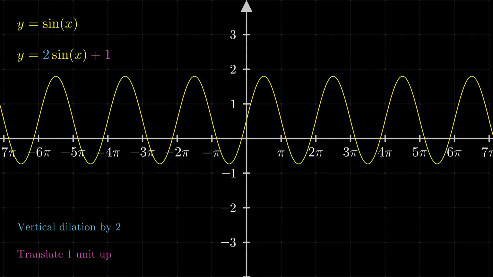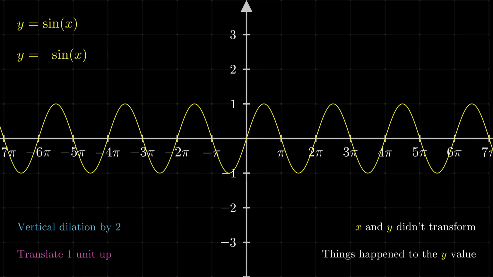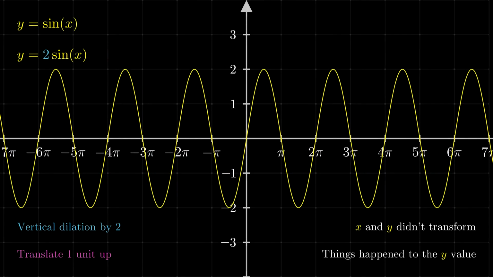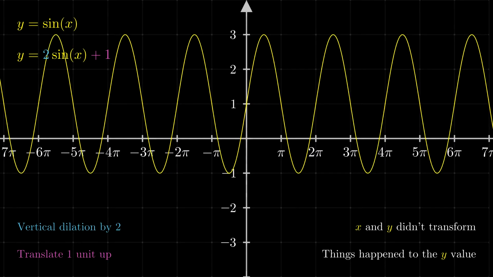Okay, so who's right? Well, the easiest way is to remember that the sine x component of the equation hasn't actually changed, right? So x and y, and so the axes themselves, didn't transform. Things just happened to the y value. So what happened to this y value? What happened to sine x in the lower equation? Well, the multiplication needs to happen first, so the y values get doubled, stretching the graph, and then the plus 1 happens afterwards, pushing it up by 1. Okay, so the order here would be as we wrote it, the dilation first, then the translation.